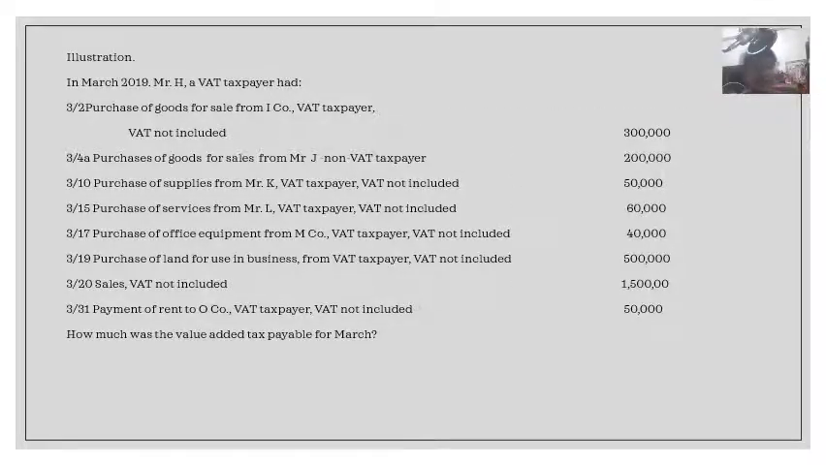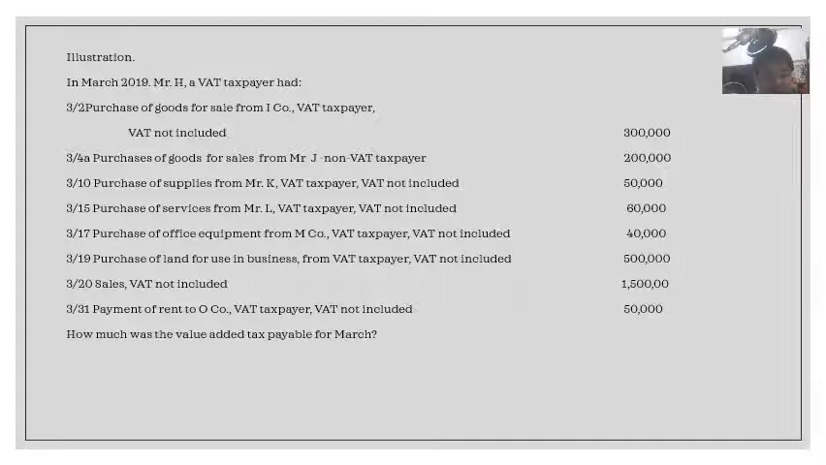So this is our last example for this step. So again, ang requirement is how much is the value added tax payable for March. So, syempre, start natin sa output tax. So, hanapin natin yung sales. Ayun, 1,500,000. So, meron ba siyang other revenue pa? Wala naman na kasi purchases, puro purchases. So, yung March 30 lang ang sales.